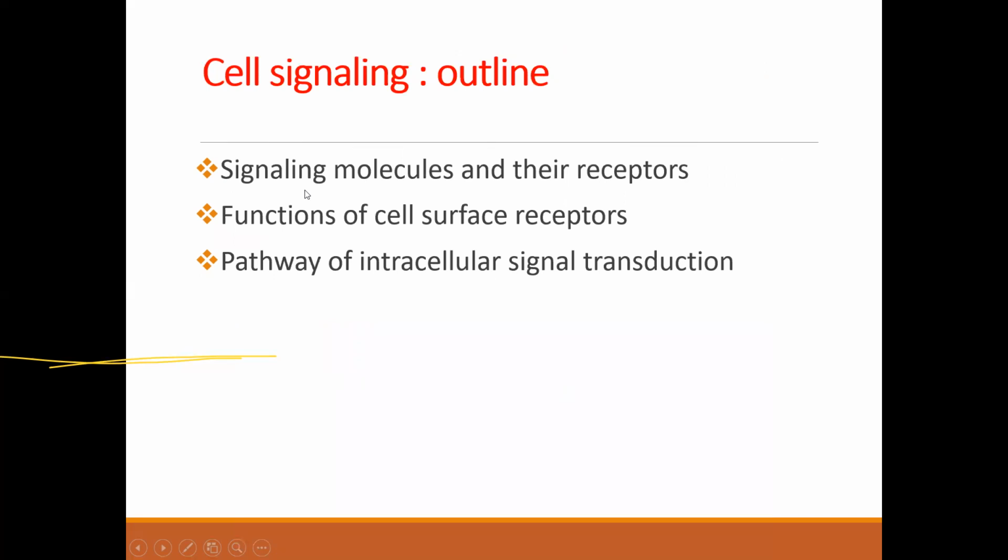Today, my outline on the topic of cell signaling will be: we will learn about the signaling molecules and their receptors, what types of signaling molecules and what types of receptors. The second one is we are going to learn the function of the receptors located on the cell surface. The third topic will be the pathway of intracellular signal transduction.